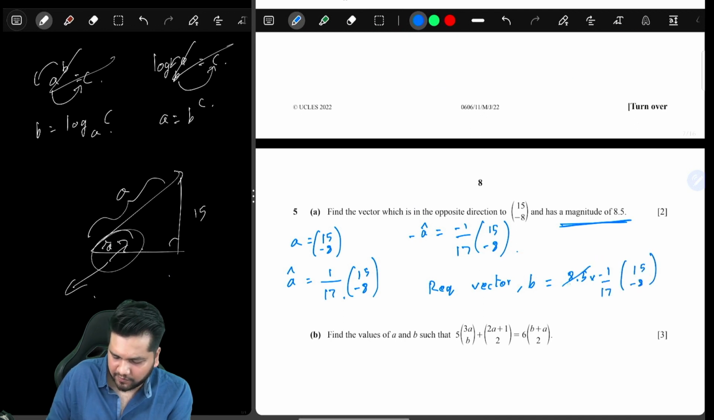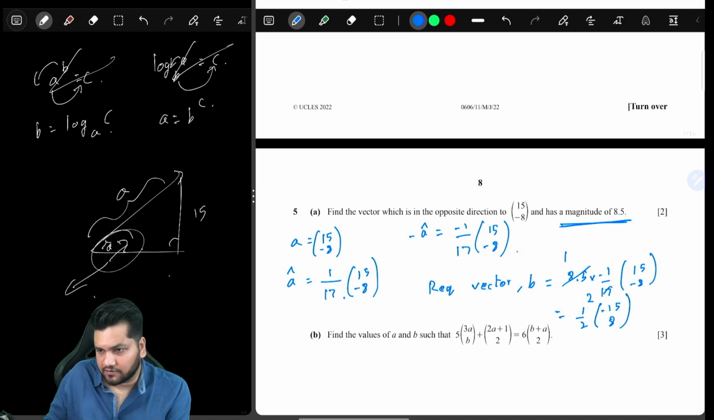So if you want to write it properly, this is 1, this is 2, and the minus will get multiplied inside. So it's going to be 1/2 times (−15, 8). I just multiplied the minus inside. So that's going to be the answer.